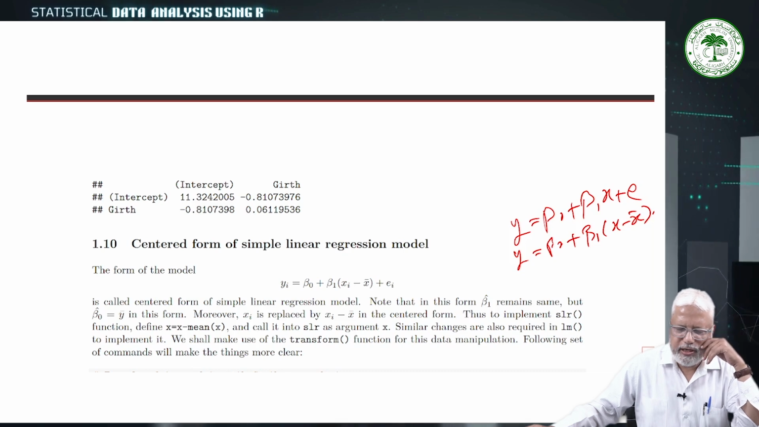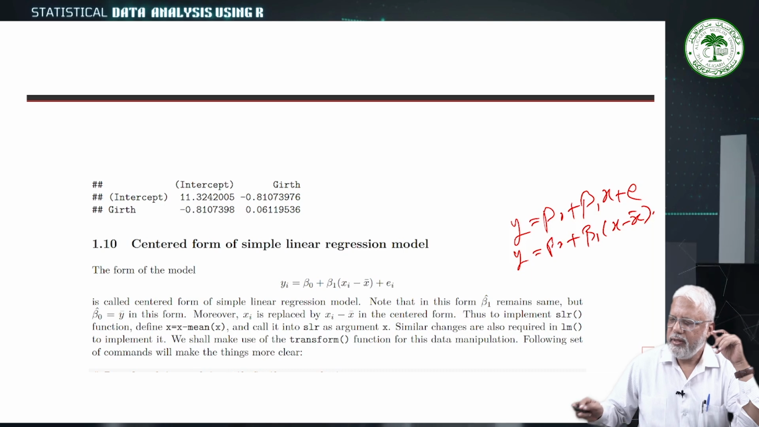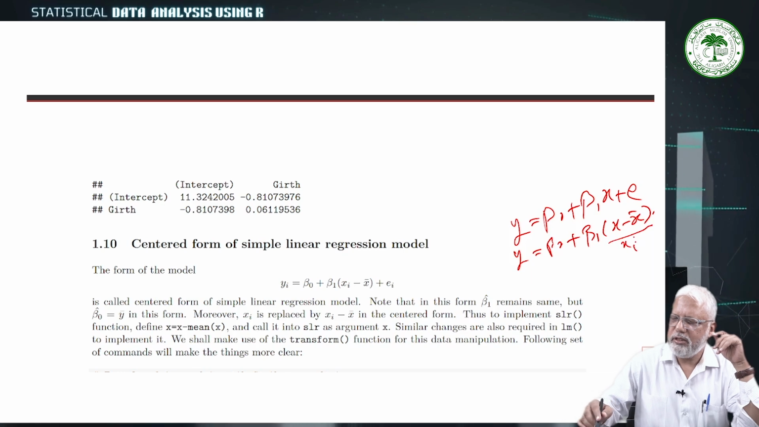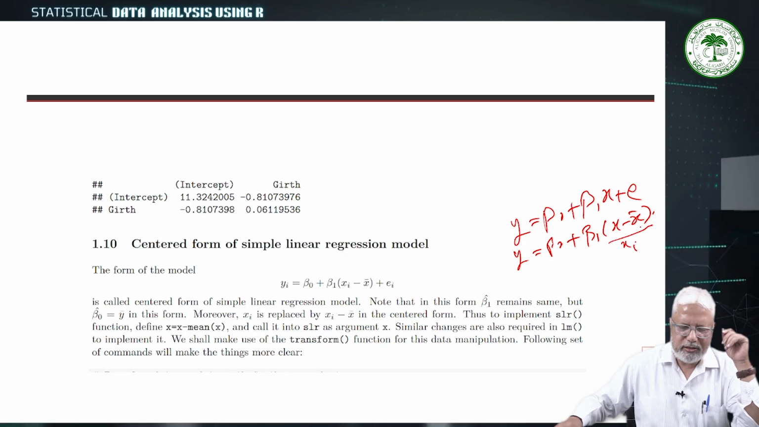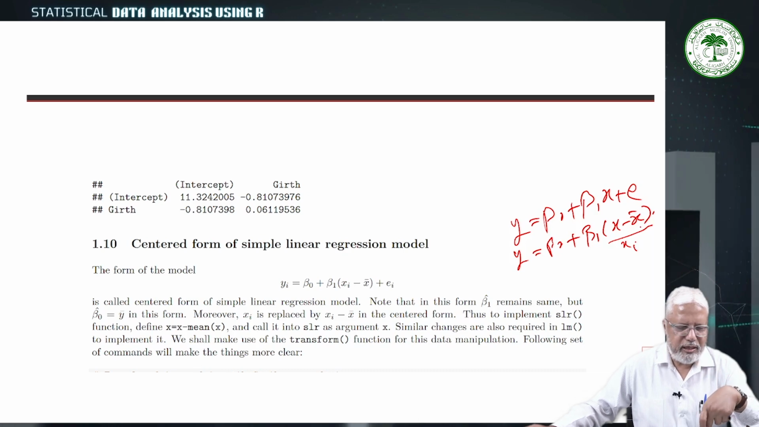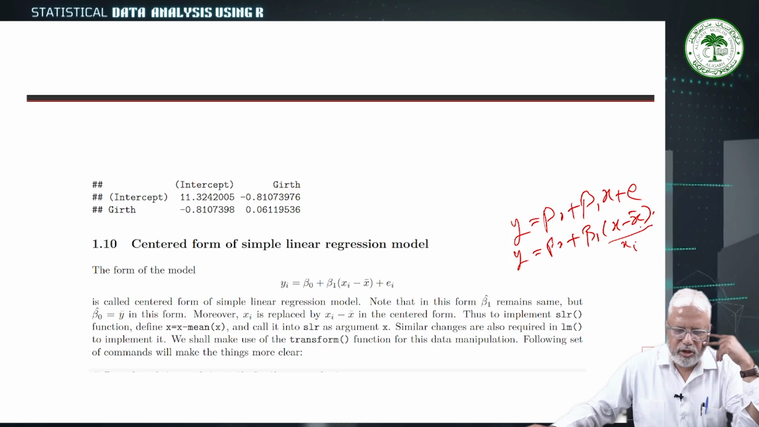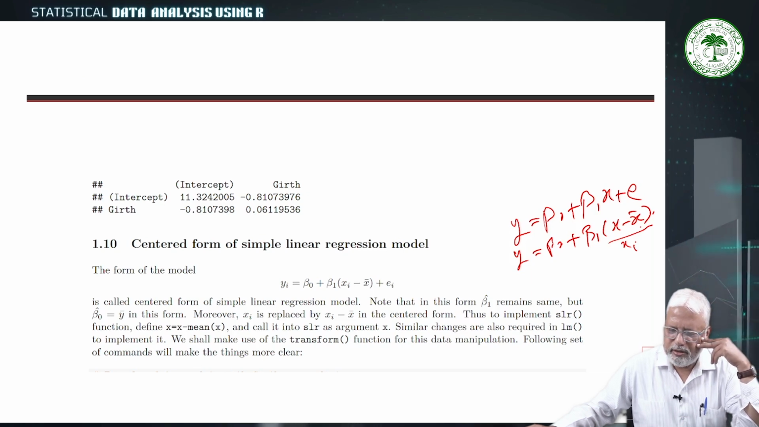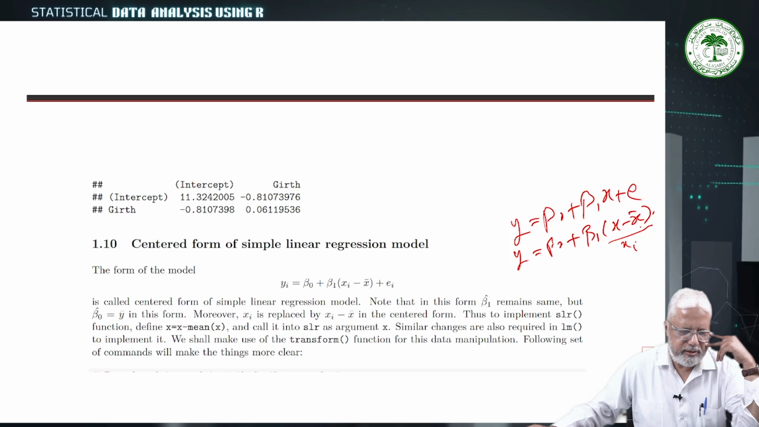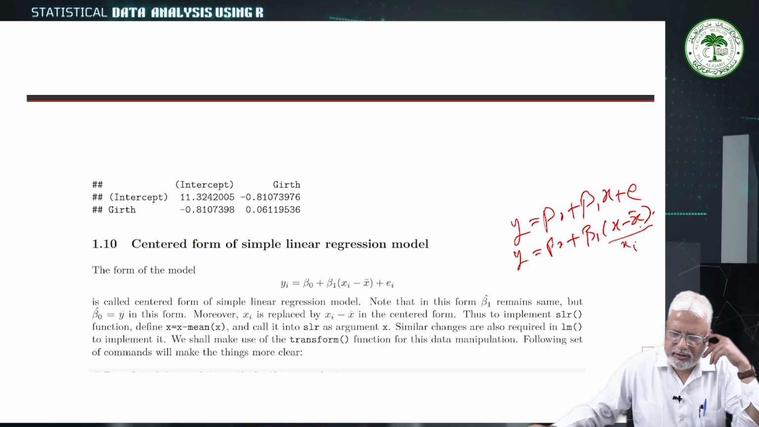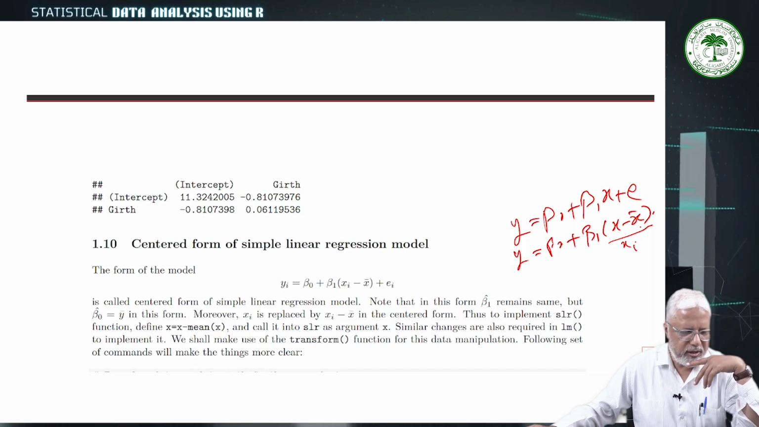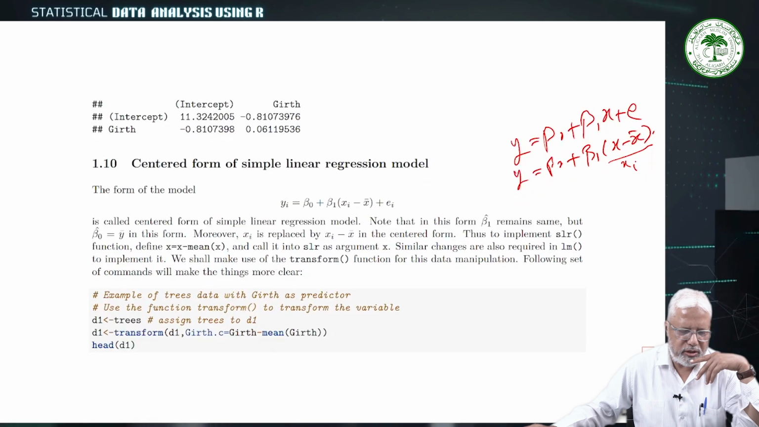Moreover, xi is replaced by xi minus c. Here xi, this whole can be treated as xi. So xi is replaced with xi minus x bar, that is nothing but x minus x mean, and call SLR2 as argument. Similar changes are required in LM to implement this. We shall make use of the transform function for this data manipulation. The following set of commands will make these things more clear.